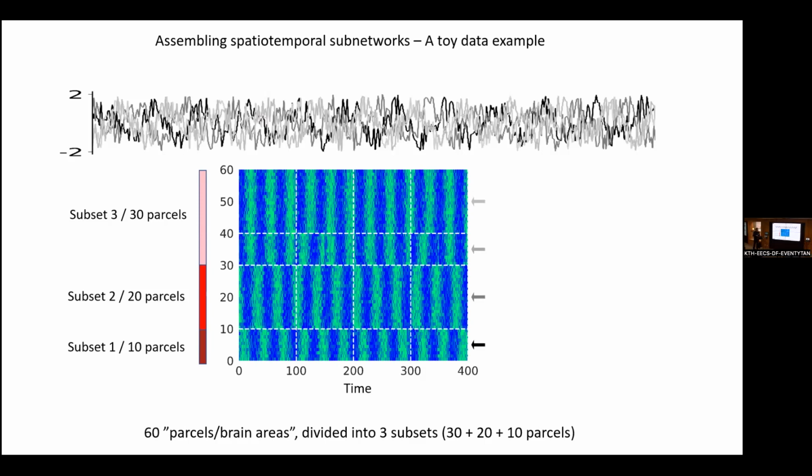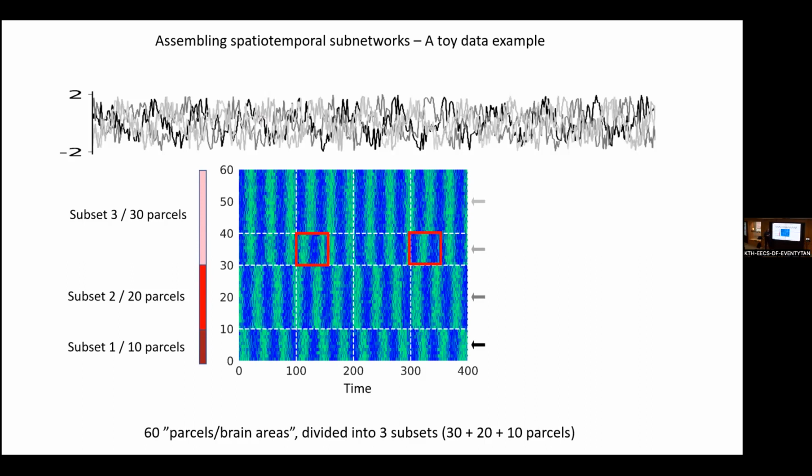So we have 60 parcels, 60 brain regions. So this is just a toy data example. You have sinusoidal signals, all the parcels in subset 1, 10 parcels, they are fluctuating synchronously. And the same goes for the second and the third one, different numbers. And it's just sinusoidal waves that I put in with some added uniform noise.